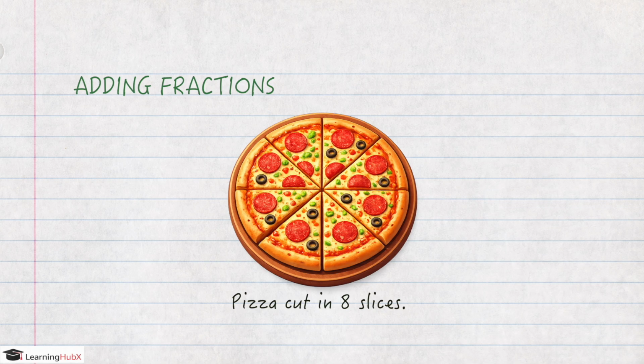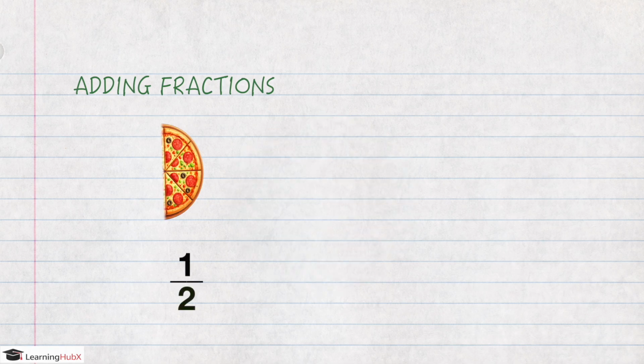Let's look at an example. Say I order a pizza and I cut it into 8 pieces. I ate 1/2 of a pizza in the afternoon. Later, I ate 1/4 of the pizza. How much did I eat in total? Can we just add 1 plus 1 and keep 2 and 4? No, because the pieces are not the same size. When denominators are different, first make them the same, then add the numerators.